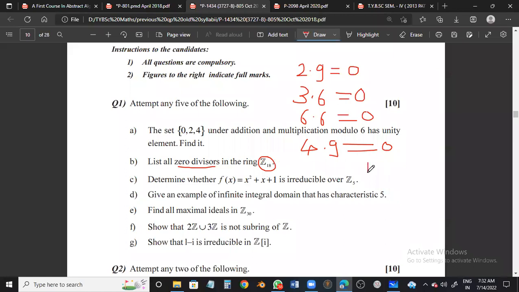What about 12? Can anybody tell me? Yes. 12 into what is 0? 3. 12 into 3 is 0. So this way you'll be searching. Okay. 15. Yes, will you help me for 15? 15 into what will be 0?